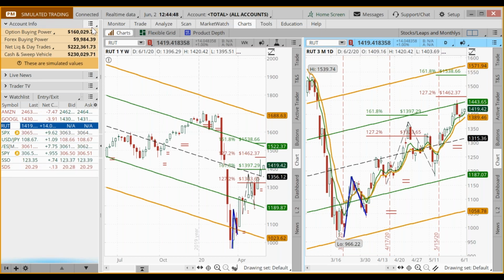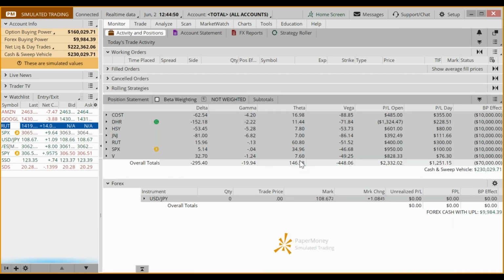Okay, so that's what we've got. We've got monthlies on SPX and the RUT that are doing quite well. We've got a bull put. These are both bull puts. There's a bull put on Visa. We're probably going to get out. We have a bear call on J&J, looking good.